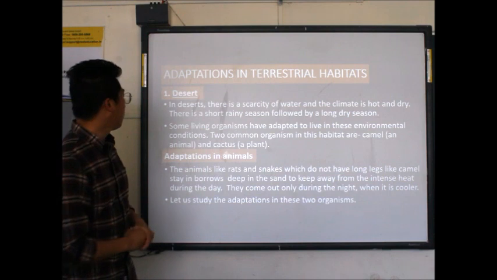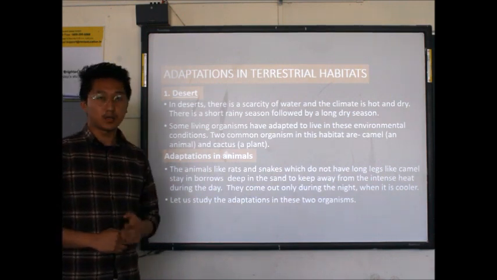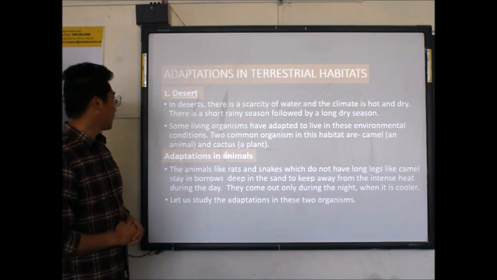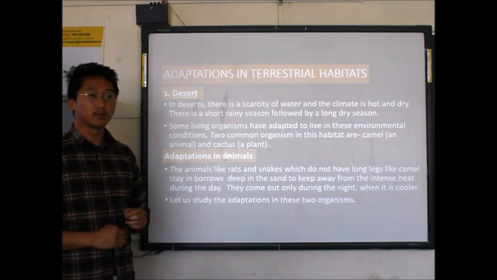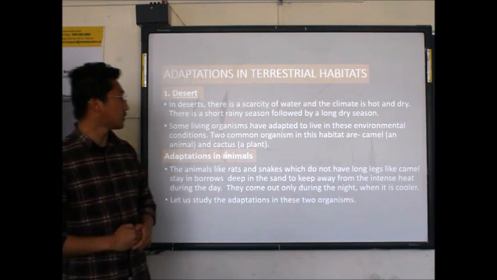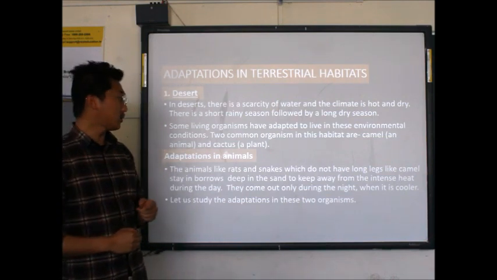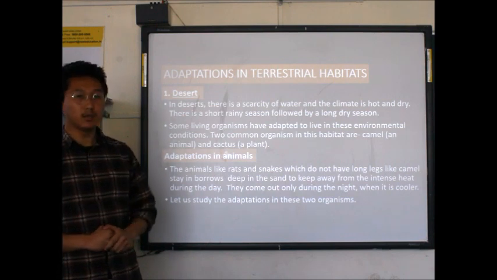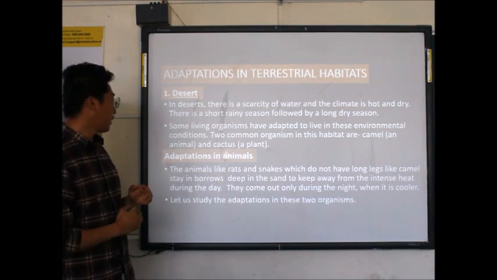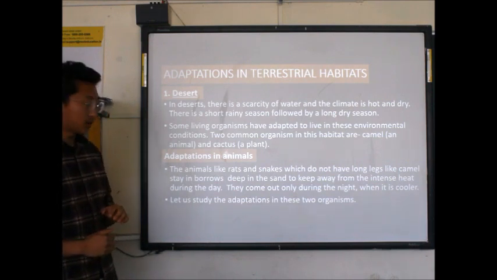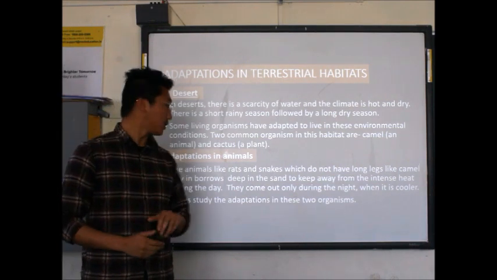There are some living organisms that have adapted to live in the desert. We'll study two common organisms in this habitat, that is, an animal and a plant. First we'll study the camel, and another example is the cactus. First is adaptation in animals.